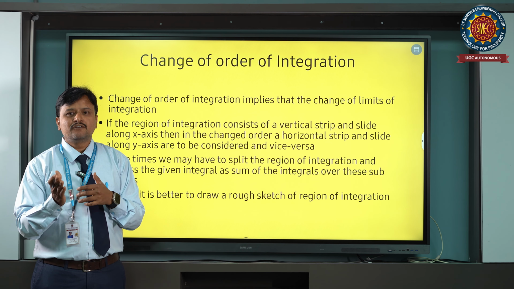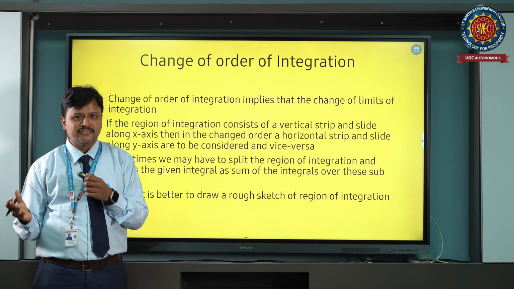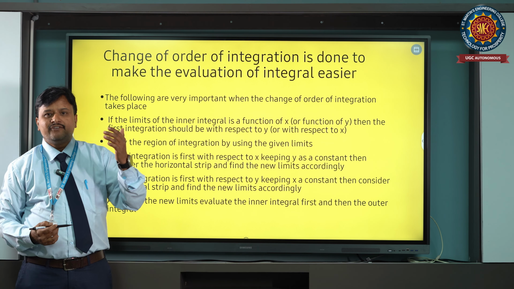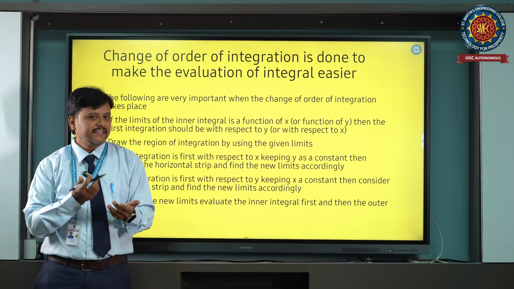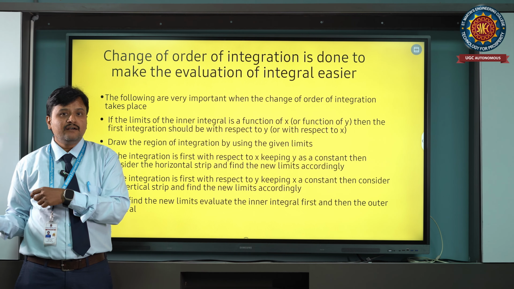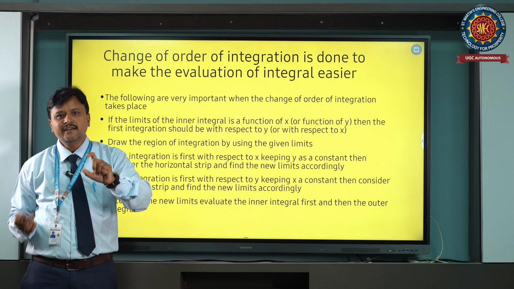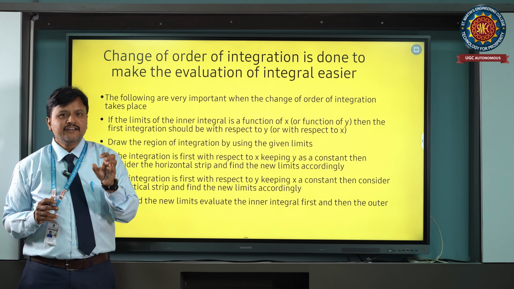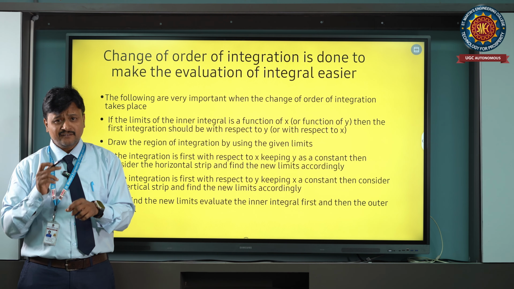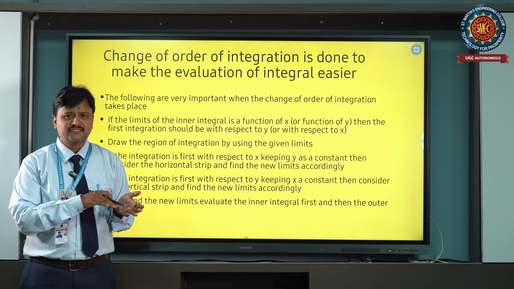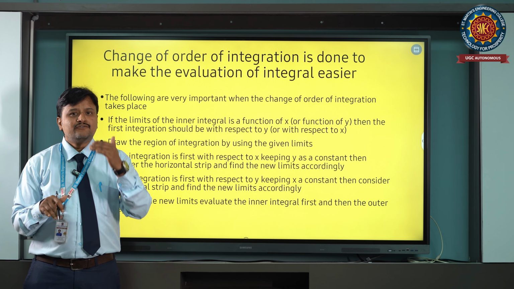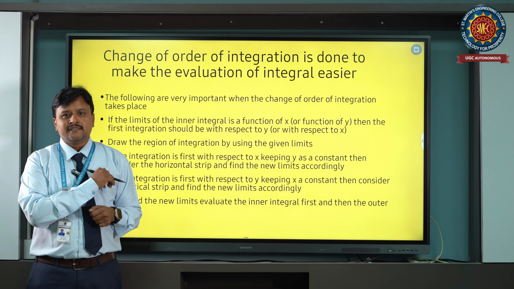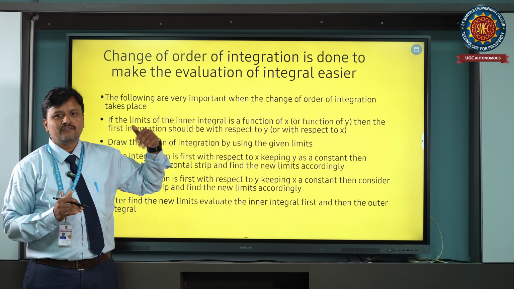So change of order of integration means change the order of the limits. In the given integral, if the first integration is with respect to x, treating y as a constant, then on changing the order, first we have to integrate with respect to y, then with respect to x. But if in the given integral the integration is with respect to y, then we have to treat x as a constant. On changing the order, first we have to integrate with respect to x, then with respect to y. So this is the way of change of order of integration.